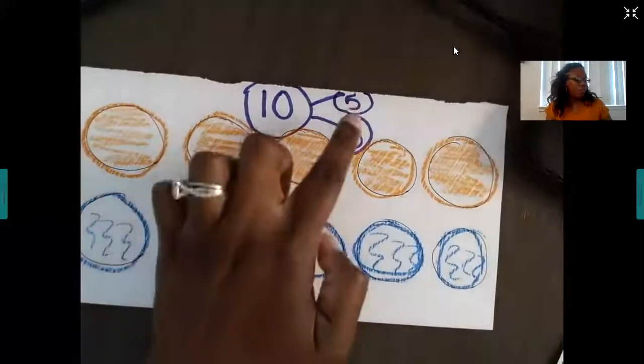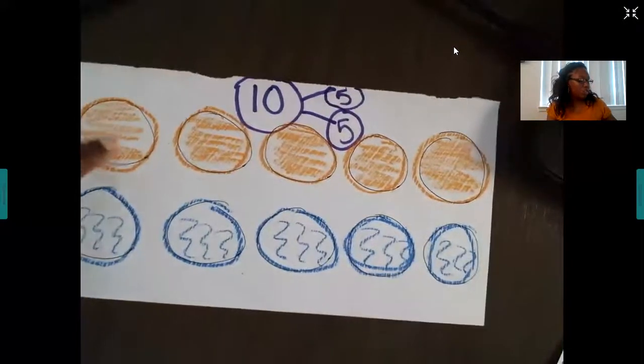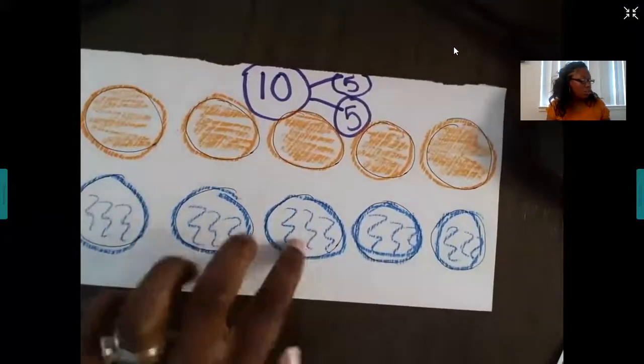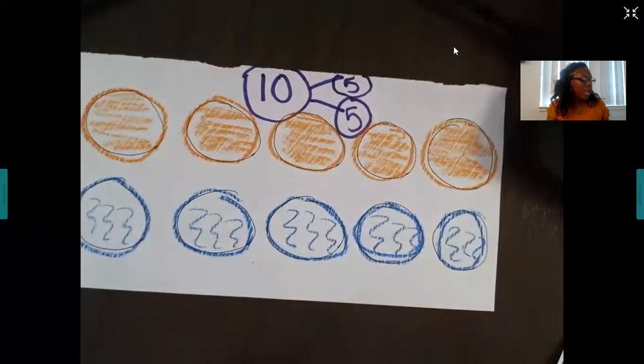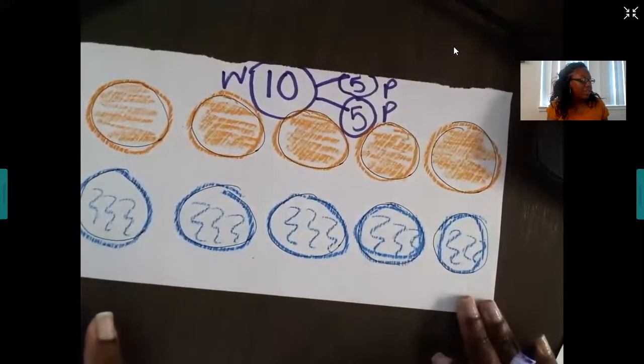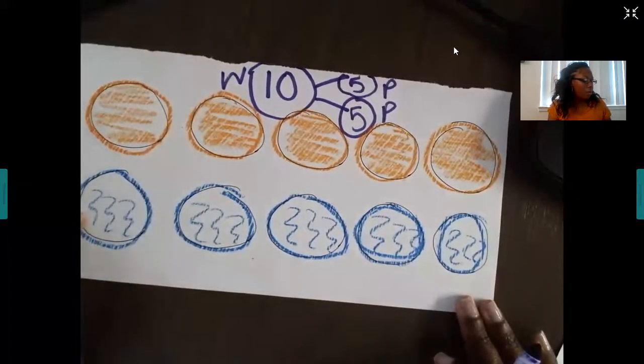Well, if we add both our parts together, part 1, which is 1, 2, 3, 4, 5, and part 2, 1, 2, 3, 4, 5, we have a whole of 10. Let's check our work. 1, 2, 3, 4, 5, 6, 7, 8, 9, 10. Good. So we know that we can find our whole of 10 using our parts. Let's go ahead and look at some more examples.